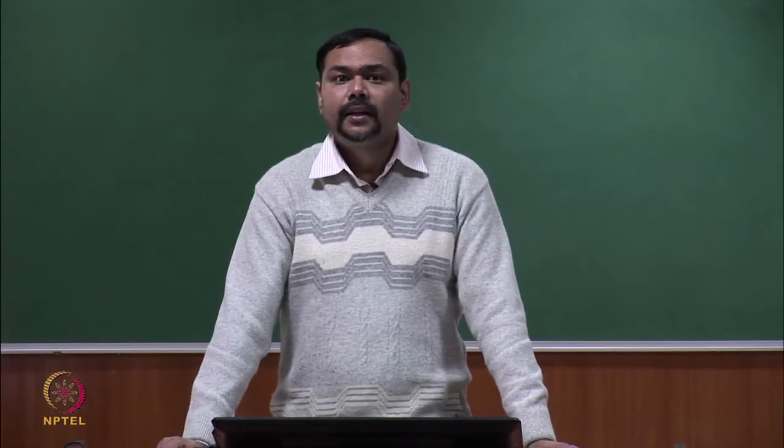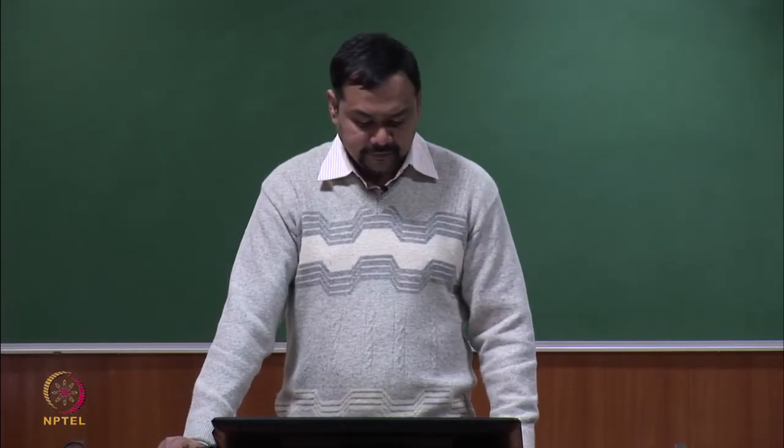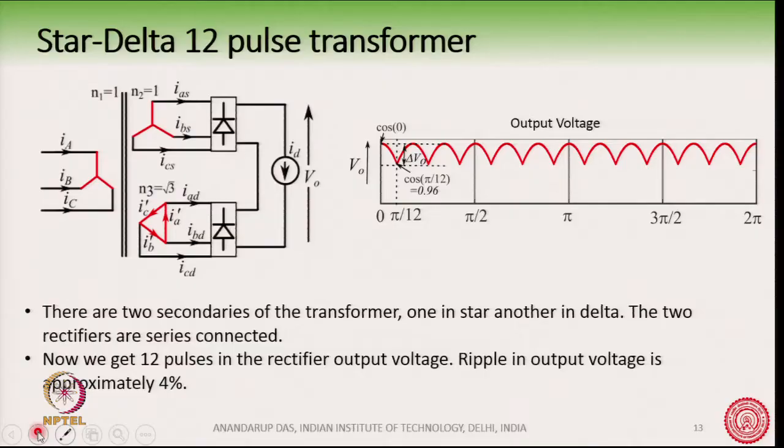Now, what is there in a 12 pulse transformer? The circuit arrangement of a 12 pulse transformer is shown here. You have one primary and two secondaries, one secondary in star and another secondary in delta connection. The primary and secondary in the star-star connection has a turns ratio of 1:1, and the star-delta has a turns ratio of 1:√3.